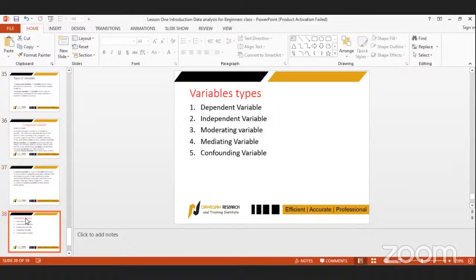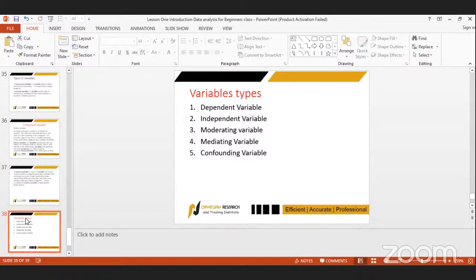I just want to take you now to variable classification, variable types. There are 5 types that we have. The first one is what we call the dependent variable. This is the subject that is being measured in every study. Most universities expect you to describe this dependent variable under what you call the background of the study. So the main subject is the dependent variable, what we are measuring.